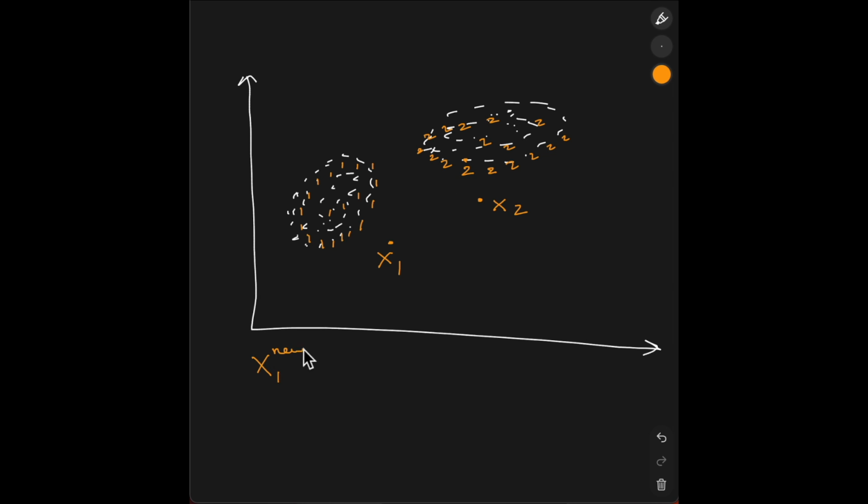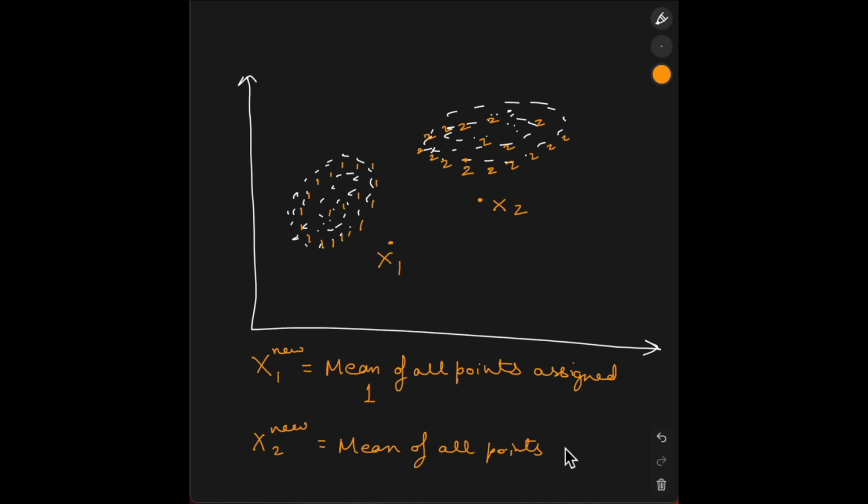And finally, when all the points are assigned, it's time to update the cluster centers. The new x1 will be the centroid or mean of all the points assigned to it, thus the term k-means. And similarly, x2 will be the mean of all the points assigned to x2. And so we adjust the clusters and repeat.